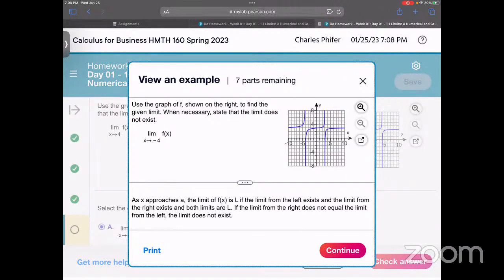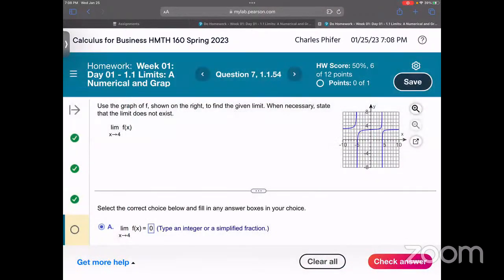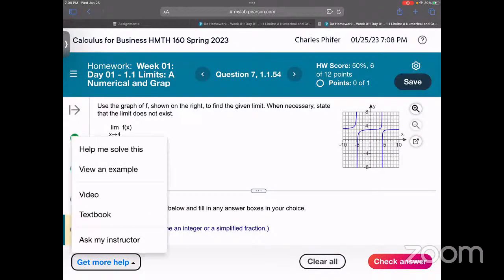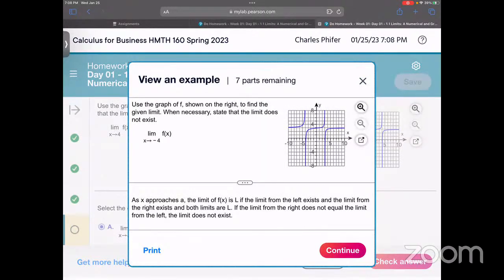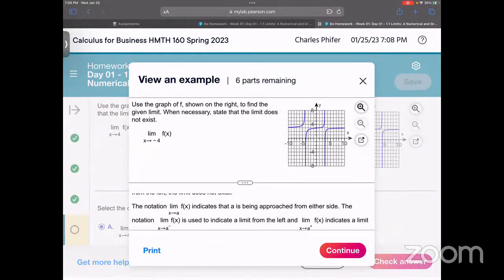Oh, let me see. Oh, I see what I was doing wrong. I was looking at the wrong thing. Okay, I see it now. It's up there, that's like 2.5. No, let me finish that example and see what they say. It says as x approaches A, the limit of f from the left to right exists. If the limit from the right does not equal the limit from the left, it doesn't exist. That's fine. Okay, yeah, we get that.